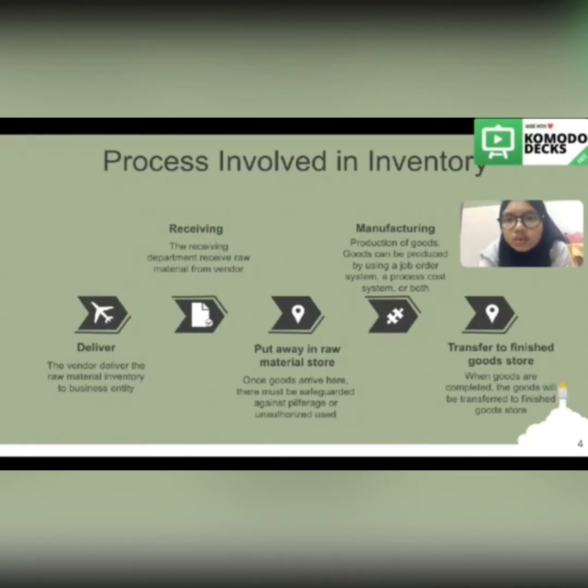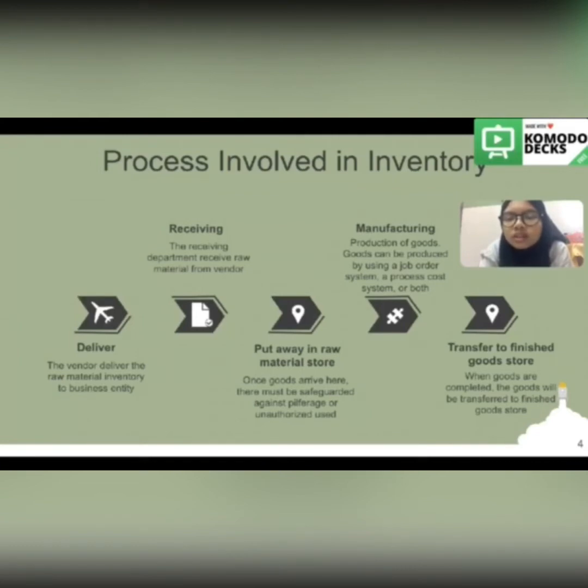The next process is manufacturing. It is the production of goods, which can be produced by using a job order system, a process cost system, or a combination of both of them. The last one is transfer to finished goods store. When goods are completed, the goods will be transferred to the finished goods store.